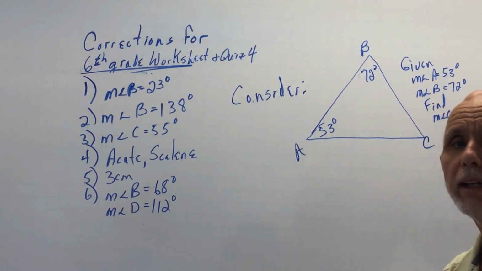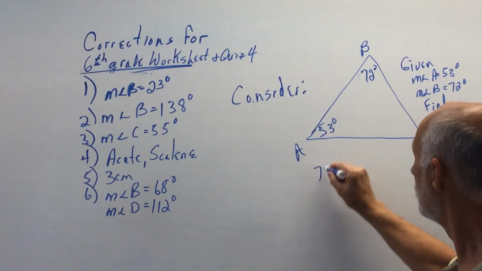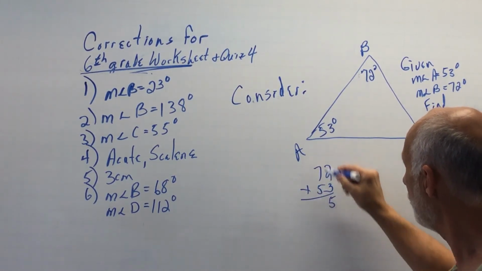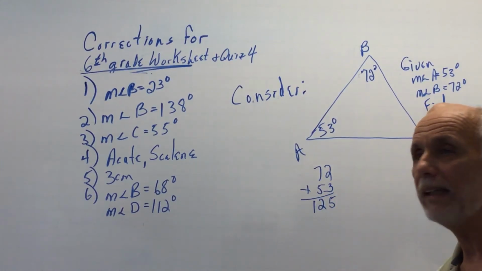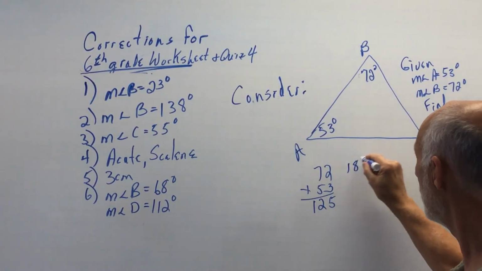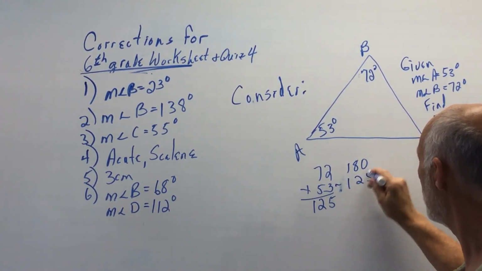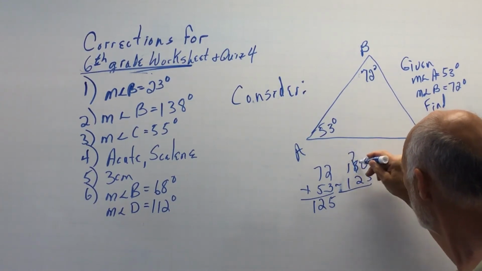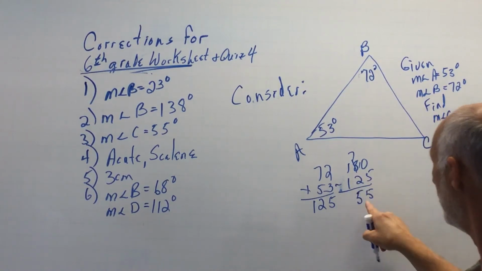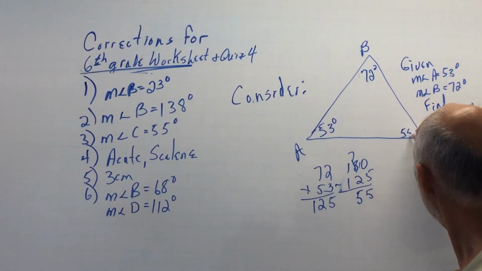Now again, when you know two angles of a triangle and you're trying to find the third one, add the two you know. 72 plus 53, 3 plus 2 is 5, 7 plus 5 is 12. That's 125. Then take that answer away from 180. And again, if I want to take that away from 180, I got to borrow from the 8 and make it a 7. 10 minus 5 is 5. 7 minus 2 is 5. And that means angle C is 55 degrees.